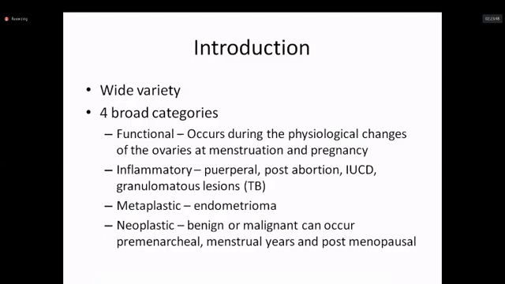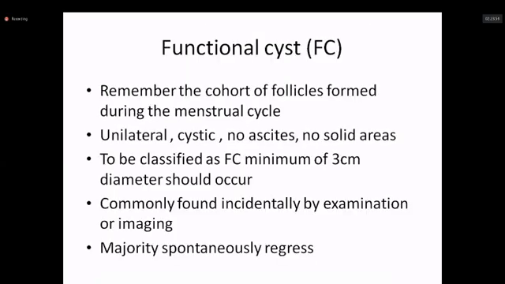I told you about this functional cyst earlier. Out of the four broad categories, the first one is the functional cyst. The functional cyst arises during the normal function of the ovary under the influence of the pituitary hormones. Remember, because of the follicle stimulating hormone secreted by the anterior pituitary, many follicles are being formed. We are learning physiology, this one. A cohort of follicles is being formed.